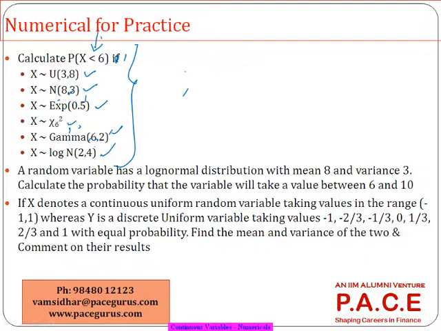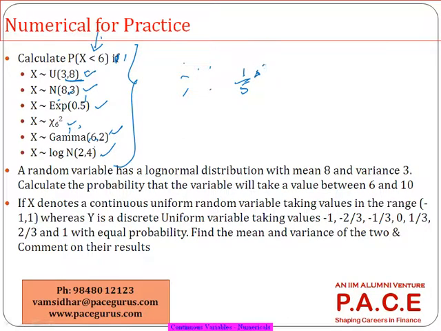Now, how do I do it with respect to uniform? Uniform is straightforward. We want x less than 6. We know that the whole area is between 3 and 8, so the range is 5. The interval space is 5, whereas what we want is less than 6, which means between 3 and 6, which is having an interval of 3.